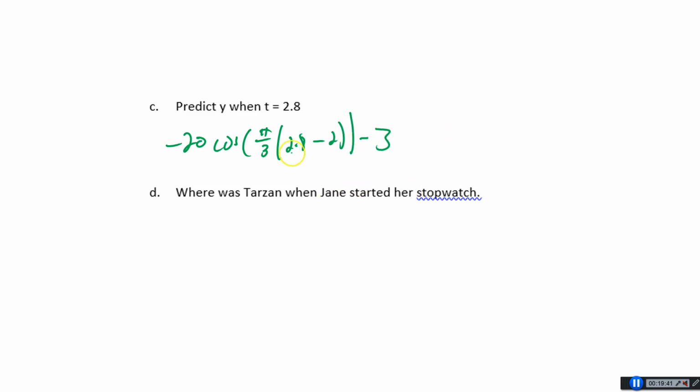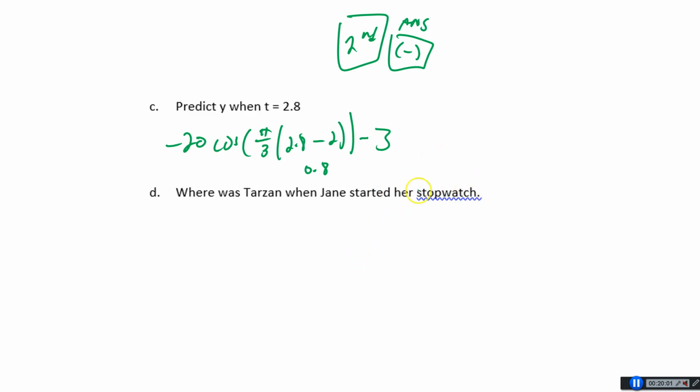Okay, so grab your calculator, do 2.8 minus 2, that's 0.8. Multiply by pi, divide by 3, take the cosine of that answer. Remember, you can use the second negative sign to get that answer from what you just used. Multiply by negative 20, subtract 3, and that'll give you the y value. I don't have a calculator handy, so I won't calculate that. I'll let you do that.